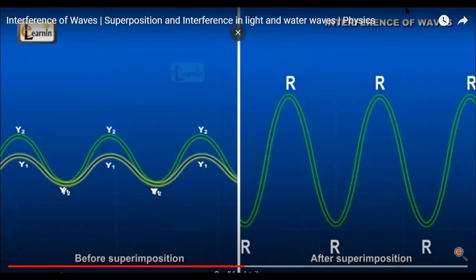Okay then. You see, this is y1, displacement of the first wave. This is y2, displacement of the second wave. At the same instant of time, if you draw a graph, on the x-axis time will be there. So at a given instant of time, this is the displacement of the first wave, and this is the displacement of the second wave. So the resultant will be the superposition of these two, that is y1 plus y2.